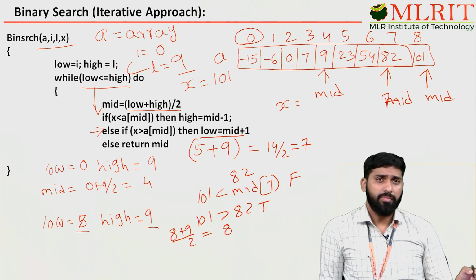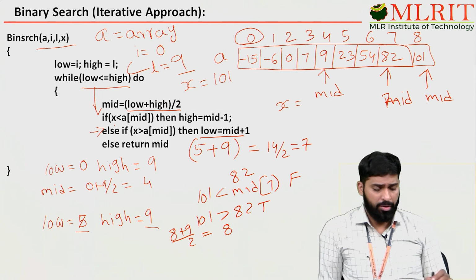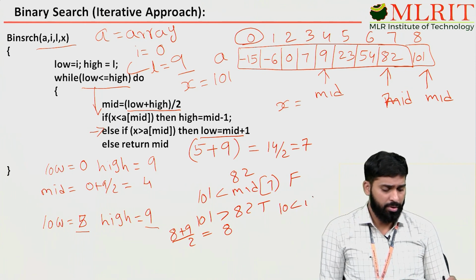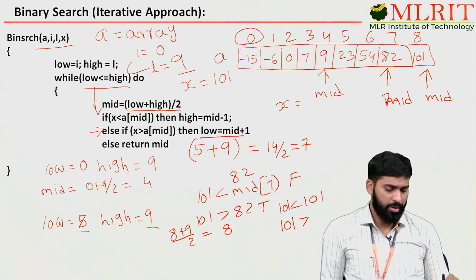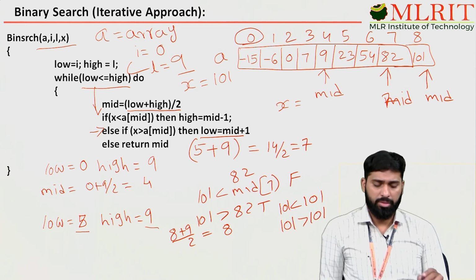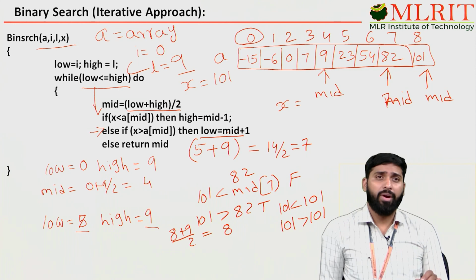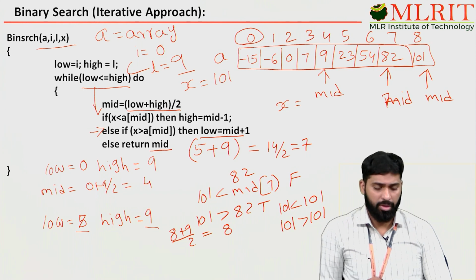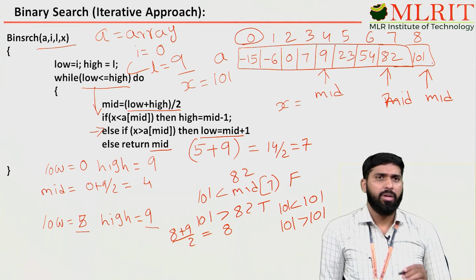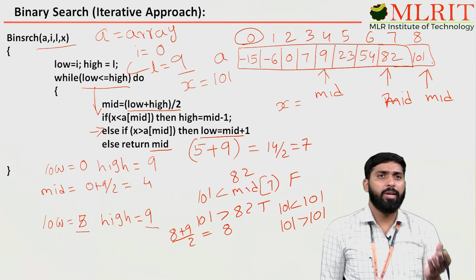Now you compare: 101 less than 101, false. 101 greater than 101, false. That means we found the element in the array. So we return mid here. Okay. So what is the mid? 8. When we print, we represent it as 8 plus 1. So the 101 is found in the 9th position.